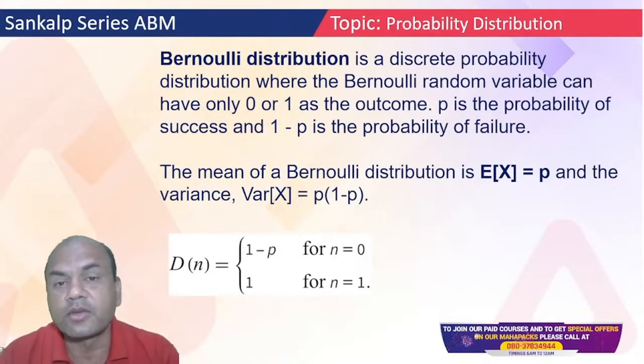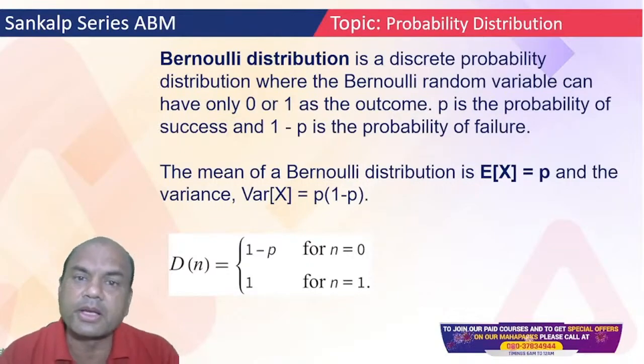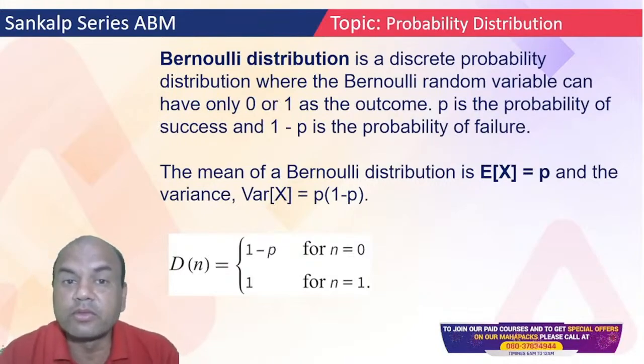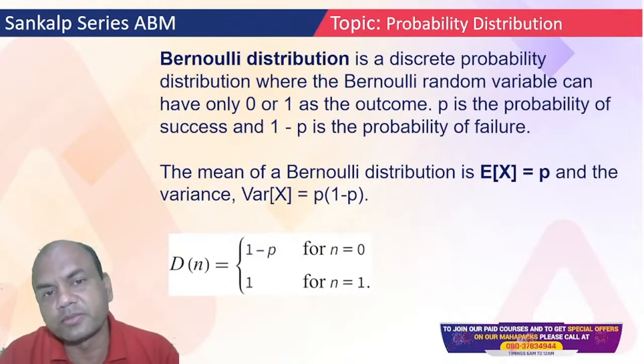Roughly around 8 to 10 marks. Consider it roughly 8 marks. Probability distribution, 8 marks. And in this probability distribution, you have three types: one is Bernoulli, second is binomial, and third one is Poisson. So we'll study one by one now.